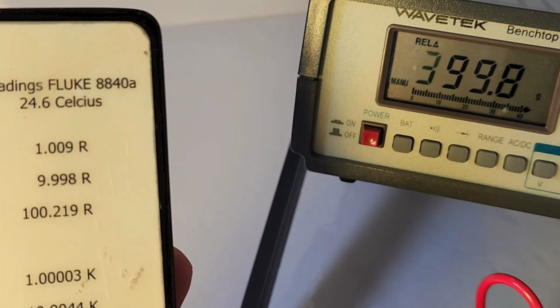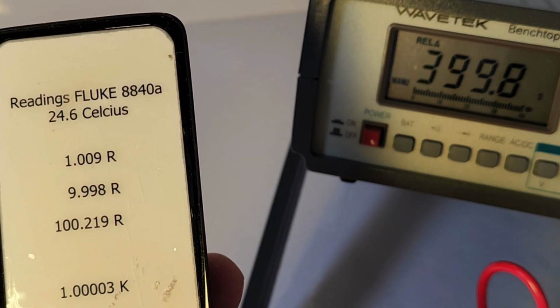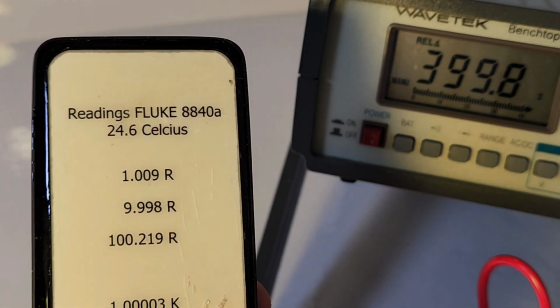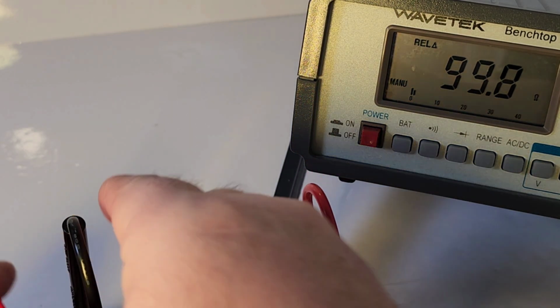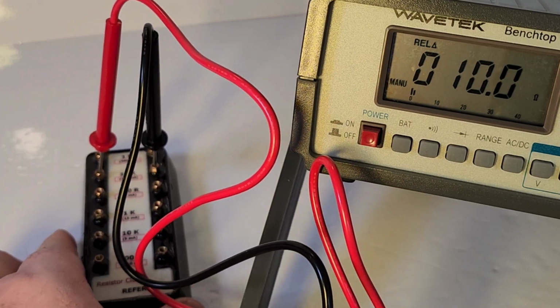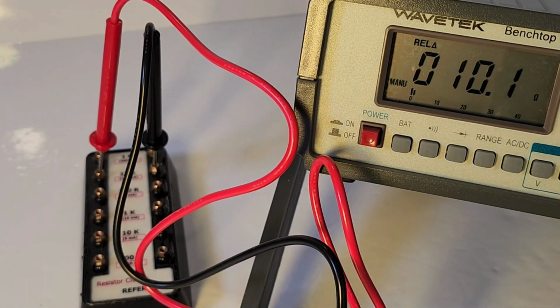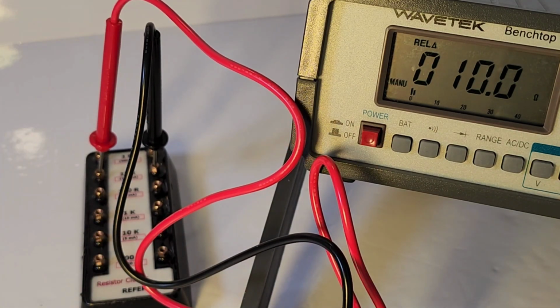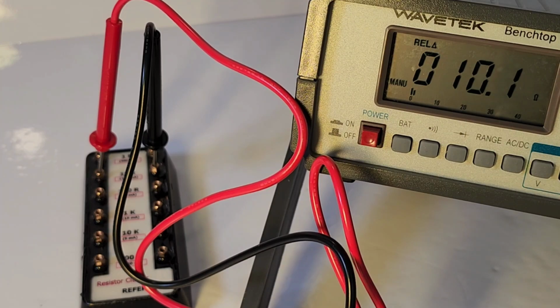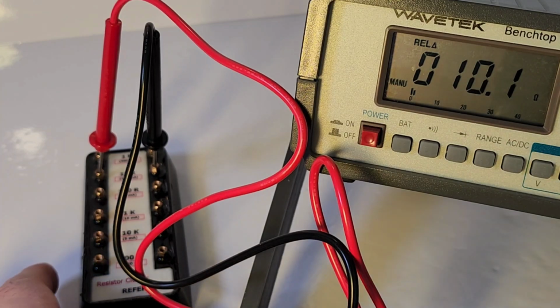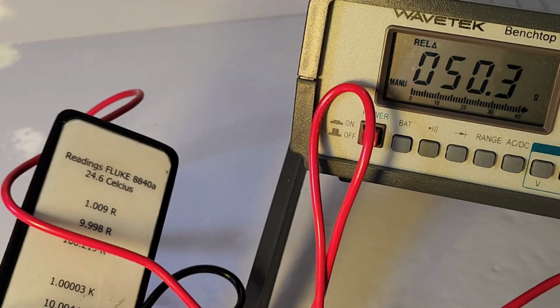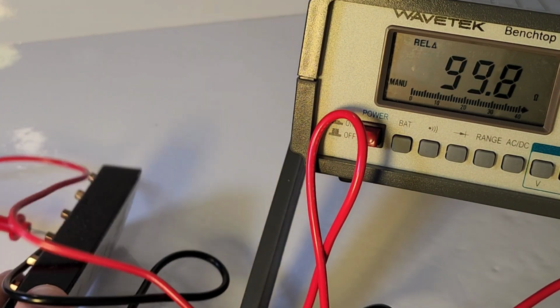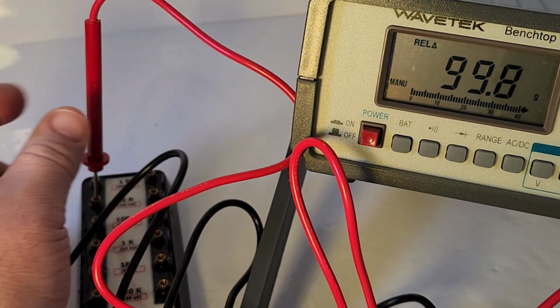Going to start off with what is a 9.998 ohm resistor. And we are coming in at 10.1, awfully close. Now the precision resistor itself says 10 ohm, but as I said, it is a 9.998. So two counts, not complaining with that.